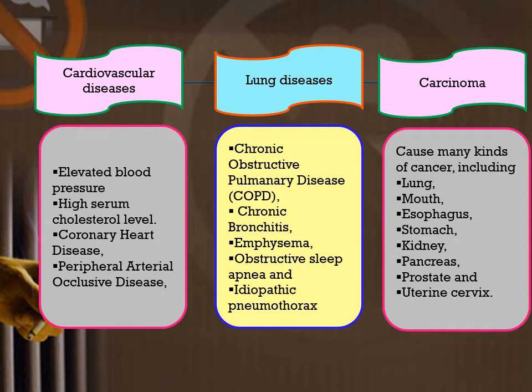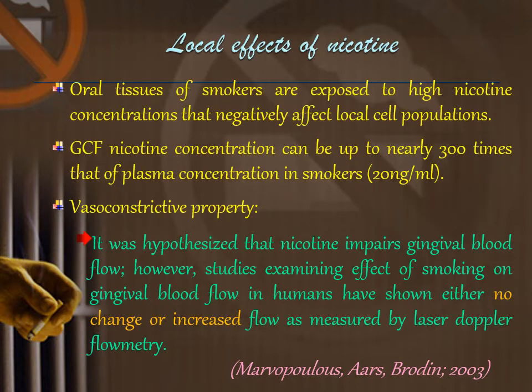So it affects three regions: cardiovascular diseases, lung diseases, and carcinoma. First, the cardiovascular diseases: elevated blood pressure, high cholesterol level, coronary heart disease, and peripheral arterial occlusive diseases. In the lung, it may cause chronic obstructive pulmonary disease, that is COPD, chronic bronchitis, emphysema, obstructive sleep apnea, and idiopathic pneumothorax. And in carcinoma, it causes many kinds of cancers, including lung, mouth, esophagus, stomach, kidney, pancreas, prostate, and uterine cervix. Now we'll see the local effect of nicotine.